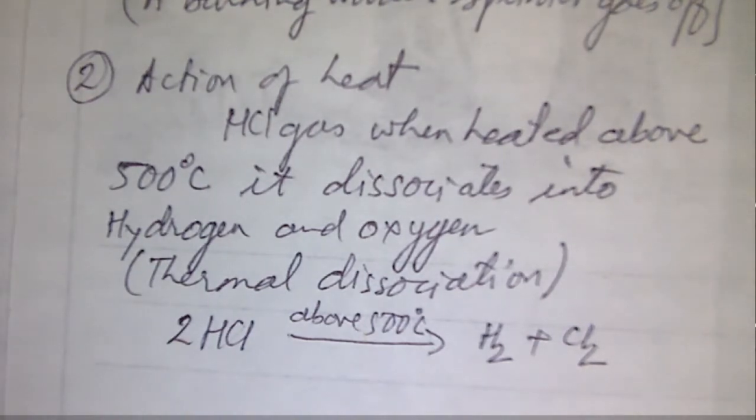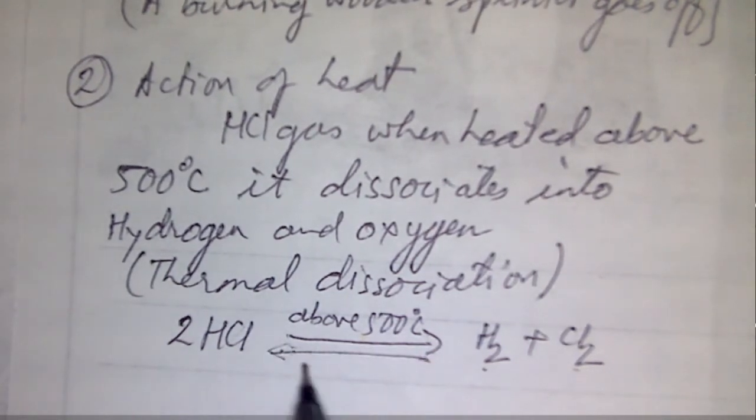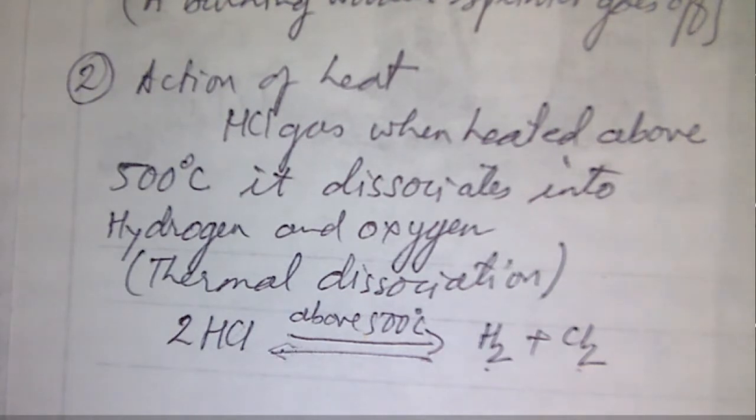You know, hydrogen and chlorine can easily react also. So here you have written this, but at the same time it can go the other way also. That means this reaction is a reversible reaction. If you go below 500 degrees Celsius, they can combine again and form hydrogen chloride.